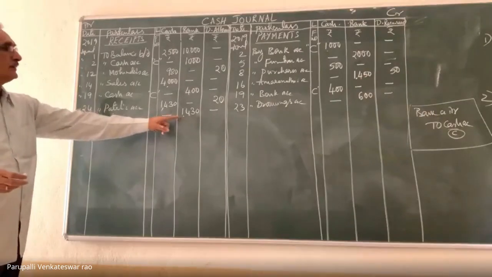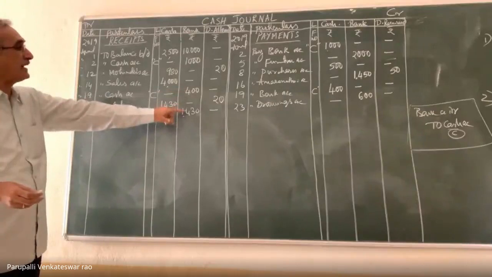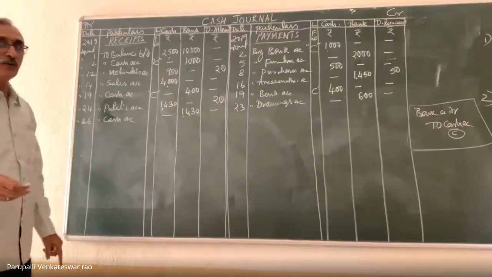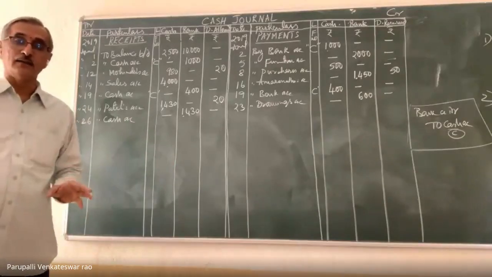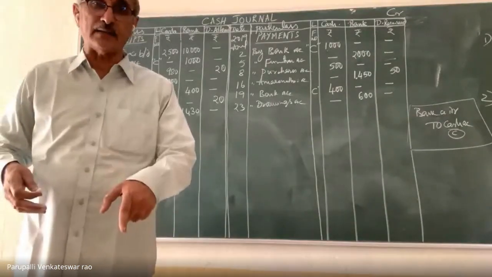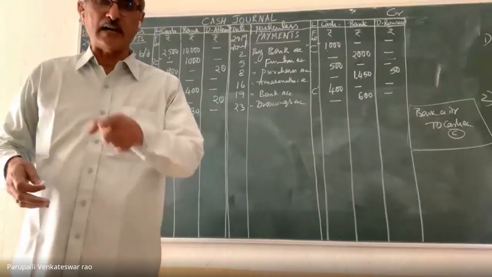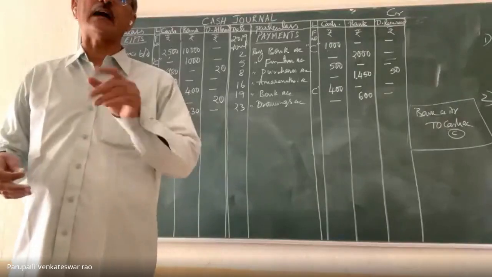1,430. You can't write it on the 24th in the bank account, because if you write it, bank balance increases. How can bank balance increase without depositing the check in the bank? Unless it is deposited. It was not deposited on the 24th, but it was deposited on the 26th. Why does it happen? You may ask.